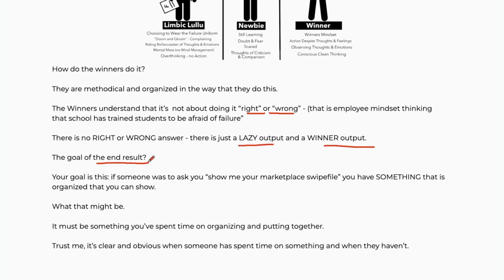Whatever that might be, you have to have spent time organizing it and putting it together. And trust me, it is absolutely clear, night and day difference, clear and obvious when somebody has actually spent time on something and when they haven't.